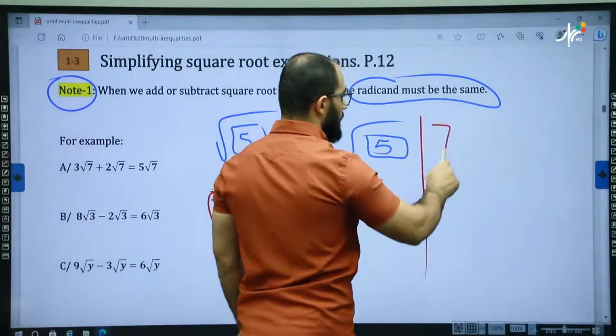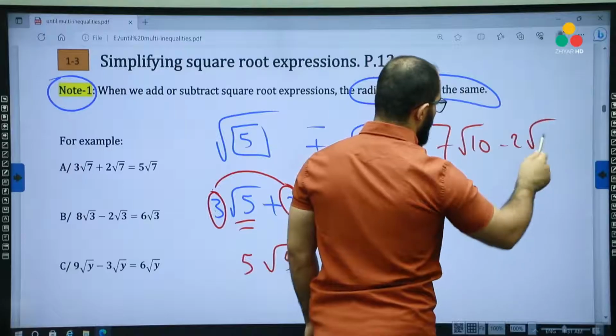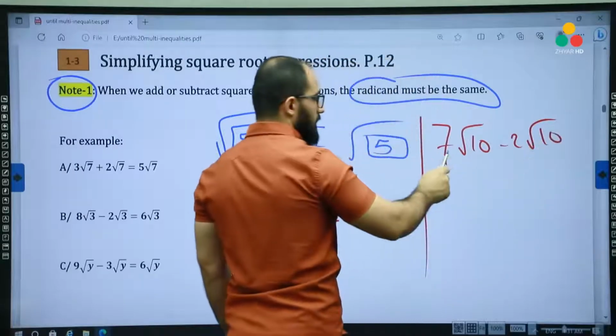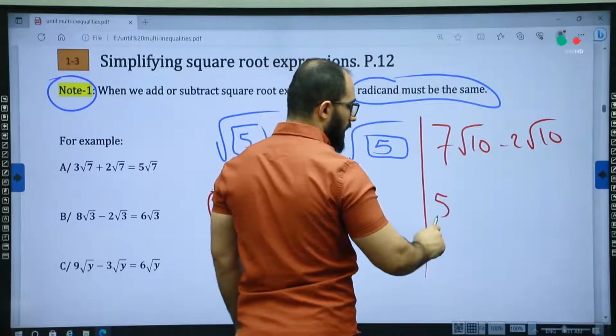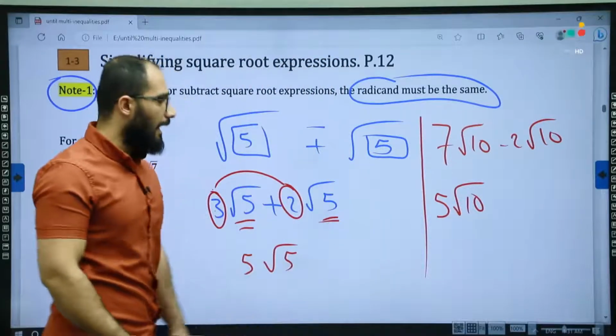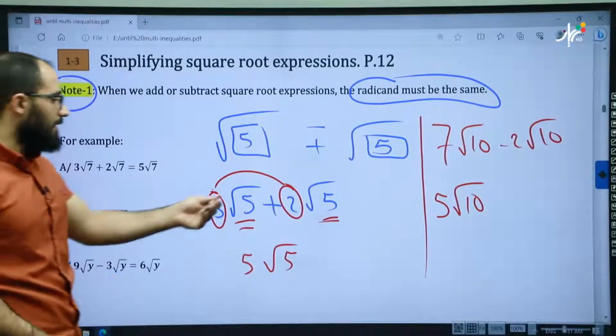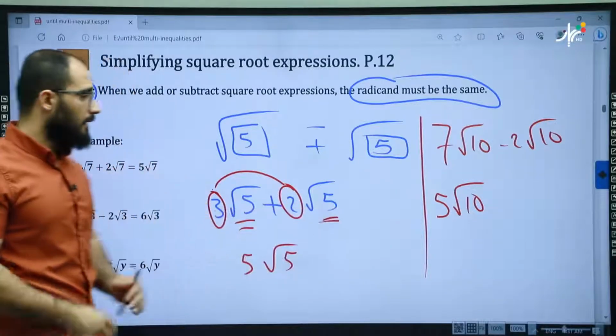For example, 7 square root of 10 minus 2 square root of 10. There it's going to be 7 minus 2, which is 5 square root of 10. This is how we add or subtract. There is only one rule: the radicands must be the same.